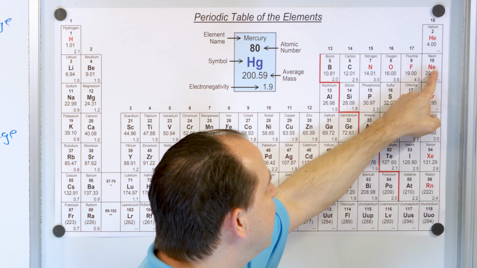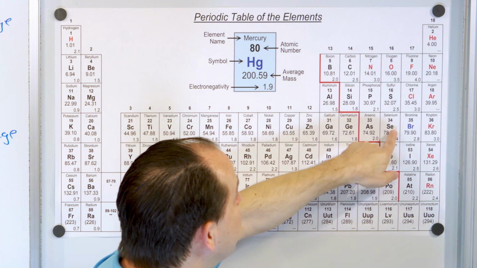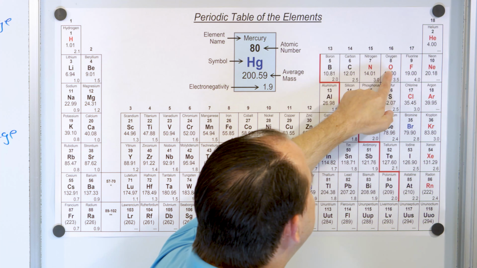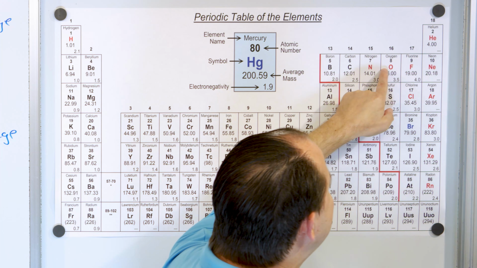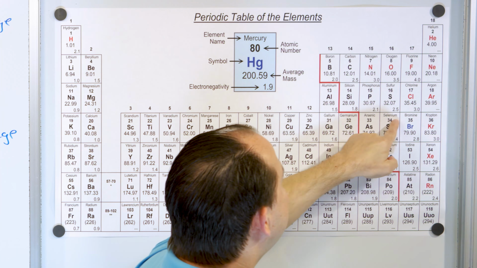Fluorine wants to take one more electron to look like neon. Bromine wants to take one more electron. Now oxygen is 2 spots over from its nearest noble gas. It wants to gain 2 electrons. Sulfur wants to gain 2 electrons, and so on.